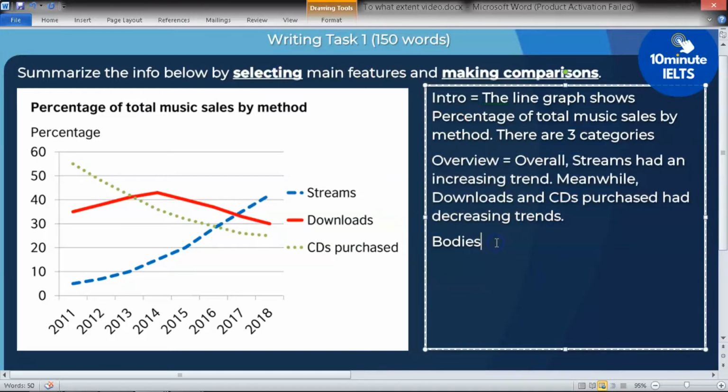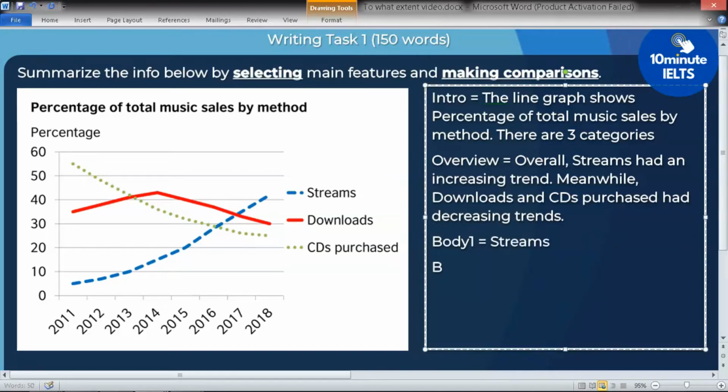The job of the bodies, though, is to prove this. It's supposed to explain the overview and make comparisons that will help prove this to be correct. We could split it into 3 bodies. Body 1 will talk about streams.